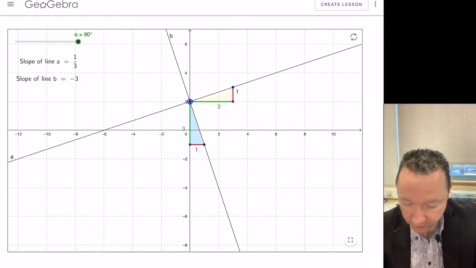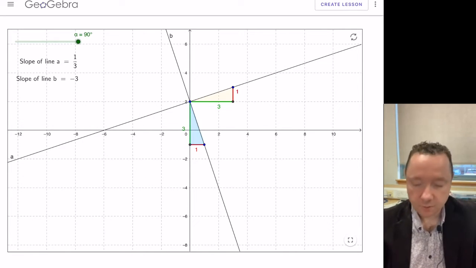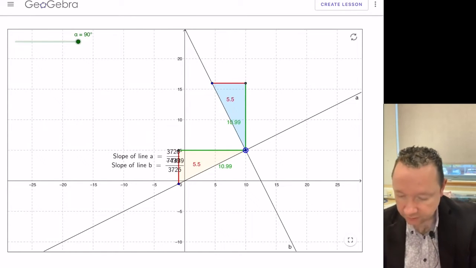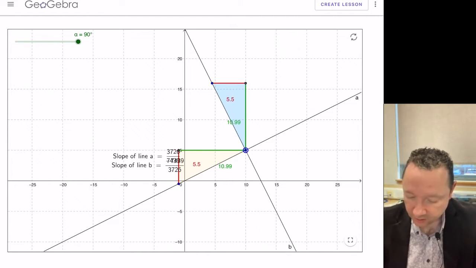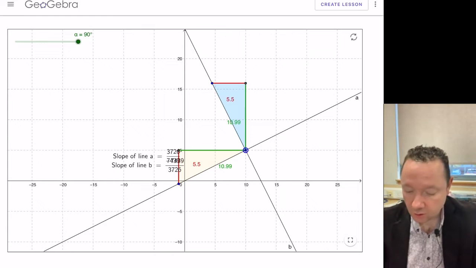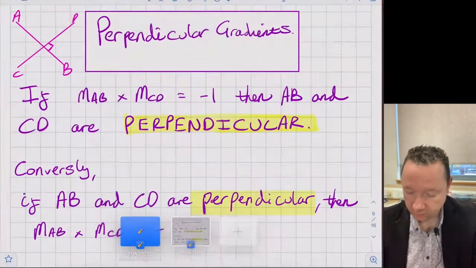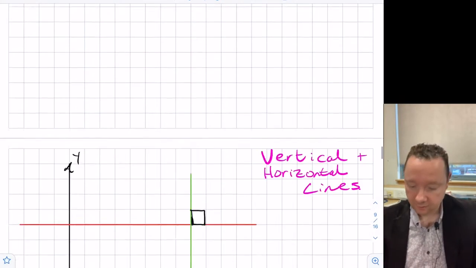If I pick a different line, let's say here, the gradient of that line is 1/3, but the other line sloping down the way is minus 3. Minus 3 times a third is minus 1. That's a good one. If you look at these, you can see the gradient of the line sloping up the way is 5.5 over 10.99. The gradient of the line sloping down the way is minus 10.99 over 5.5. So essentially these are called the negative reciprocals of each other, and they're quite easy to find.